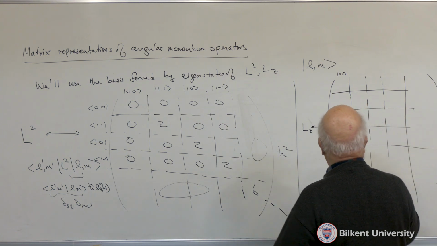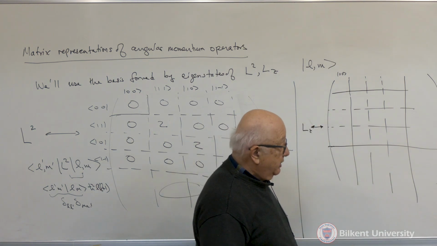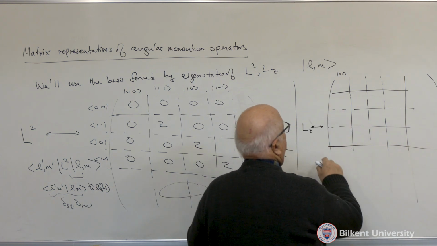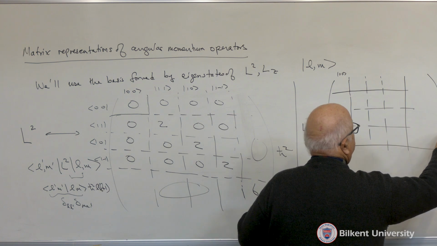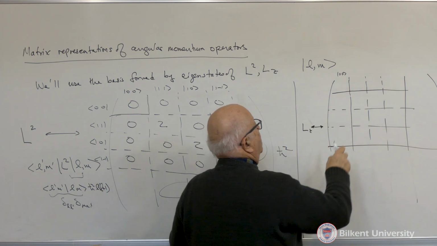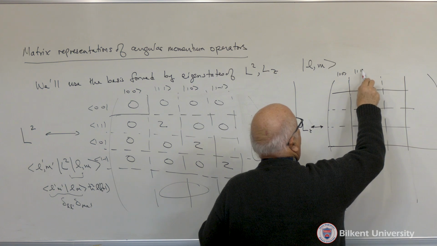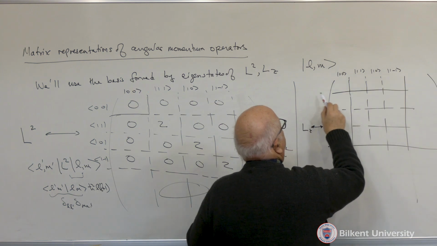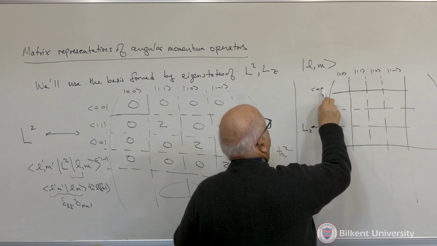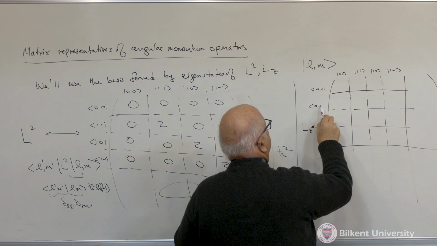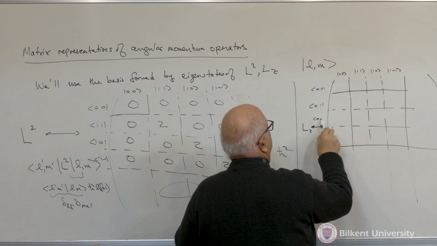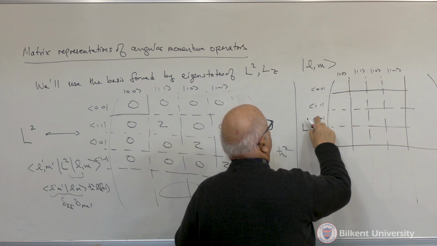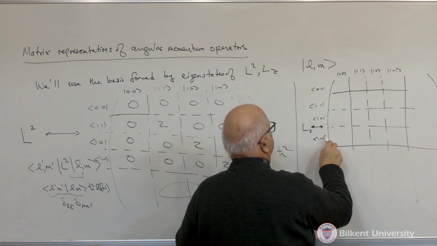Okay, something like that, and so on. So in this case, everything will be proportional to h bar. Let me put that out. And these are the right-hand sides: 1, 1, 1, 0, 1, minus 1.